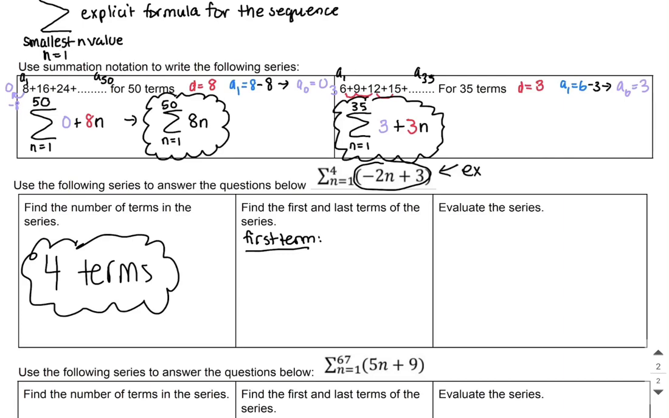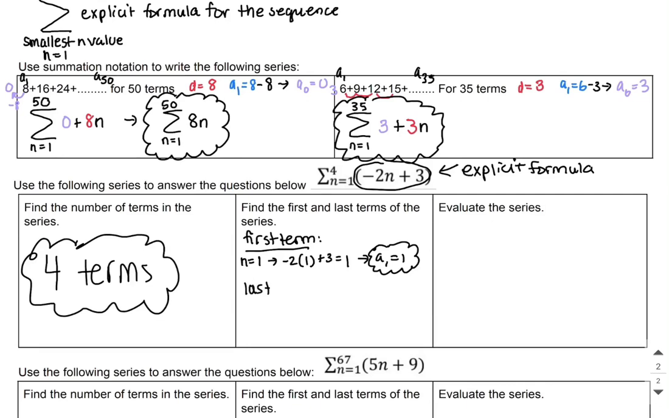This is my explicit formula. It tells me that if I know the position of the term, I can find what the term actually is. For the first term, the position is 1, so n is equal to 1. I'm going to plug in, and I get negative 2 times 1 plus 3, which is equal to 1. So a sub 1 is equal to 1. My first term is 1, based on that explicit formula.